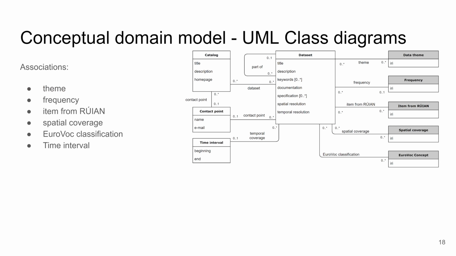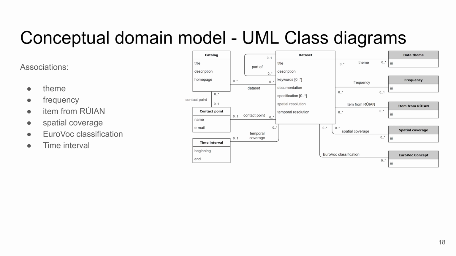Okay, let's add some more associations. So there is nothing new regarding the conceptual model. So we'll add a data theme, a frequency, spatial coverage, URL concept. We don't have to actually understand what the individual classes mean here, because I'm using those just to illustrate the conceptual modeling, not to teach you about this particular data domain.